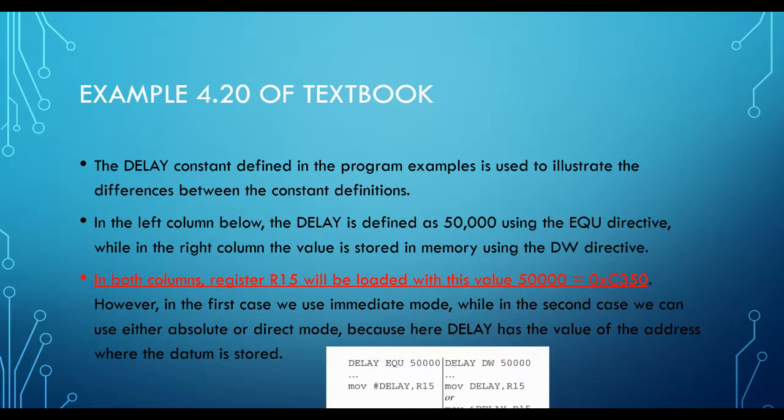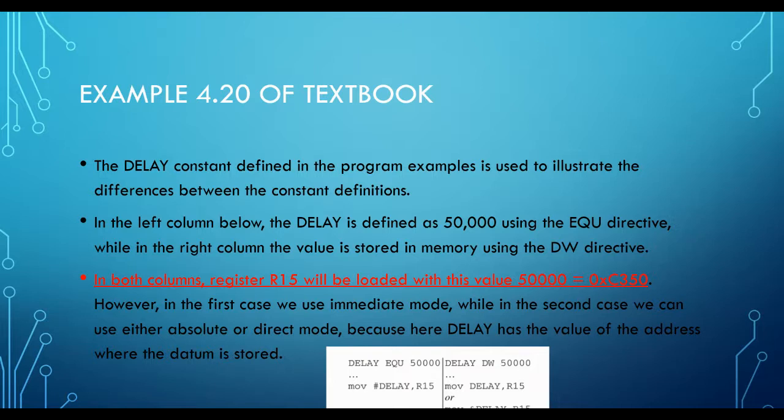So this is an example of how you do it. You can equate a delay using this method. So delay, DW 5,000, because it's a double word. You convert this into binary, you know that it's a double word. So the delay constant defined in the program example is used to illustrate the difference between constant definitions.